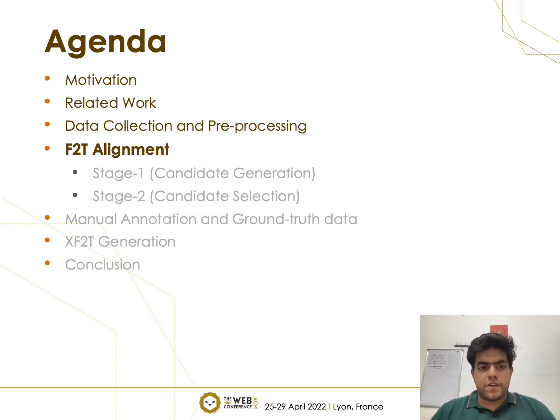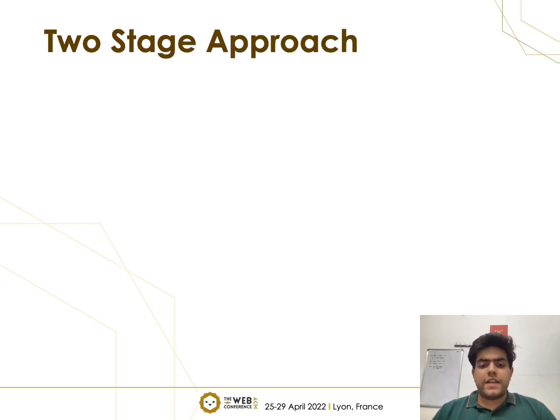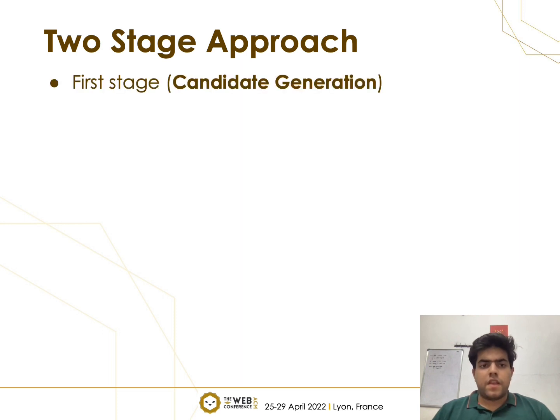Now coming over to our methodology and the pipeline of the alignment model, we'll talk about the fact-to-text alignment. The fact-to-text alignment was done in 2 different stages. The first stage was candidate generation. Here, instead of simply finding the perfectly aligned facts for every sentence in a single go, we first try to filter out certain candidate facts which have a possibility of aligning with that particular sentence. This stage is aimed at providing a high recall, where we choose the top 10 facts that have a possibility of aligning with the given sentence.